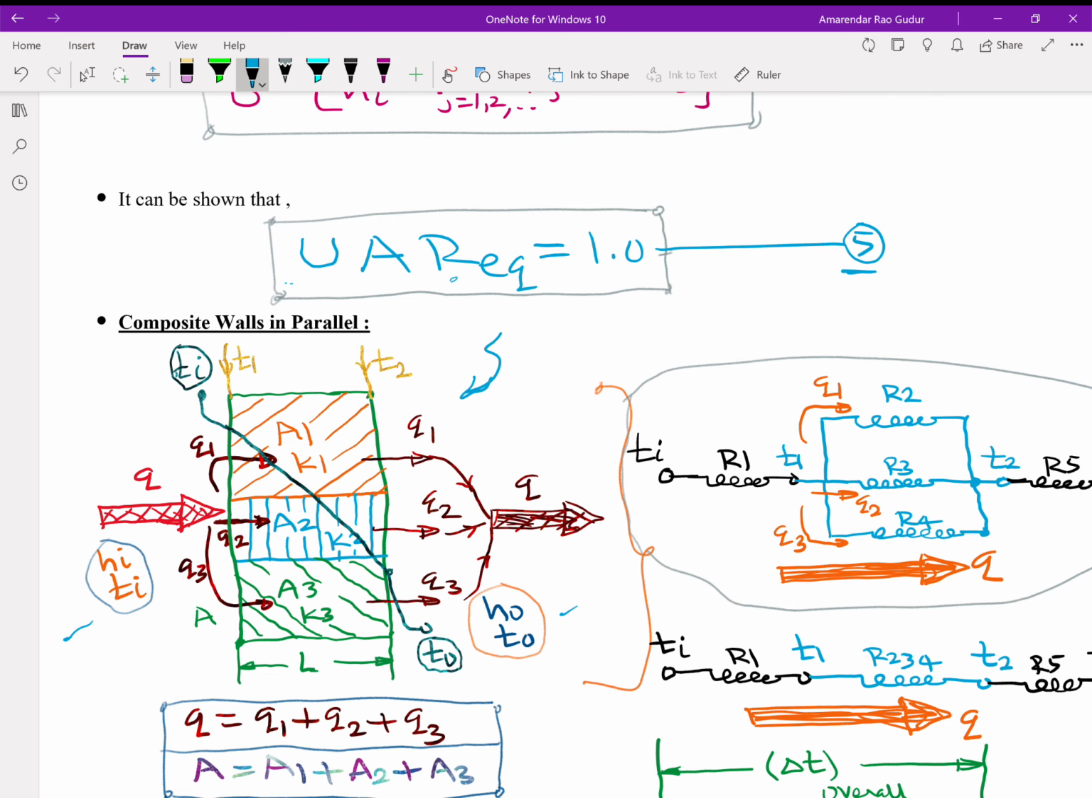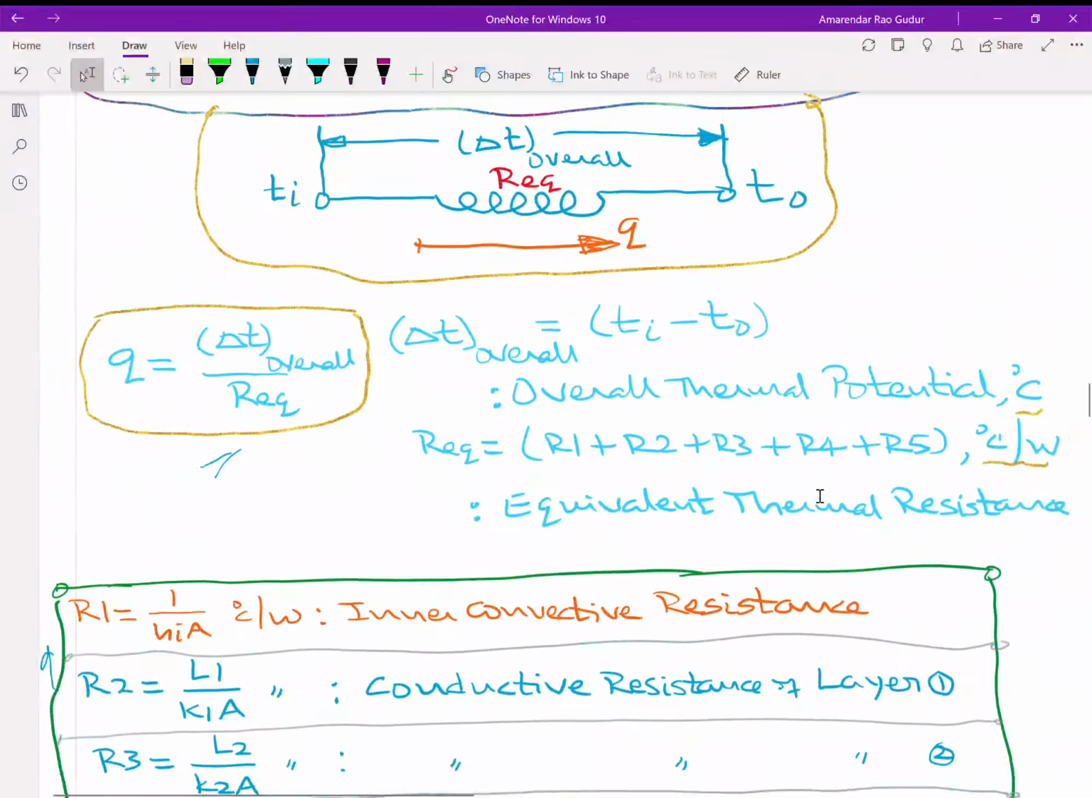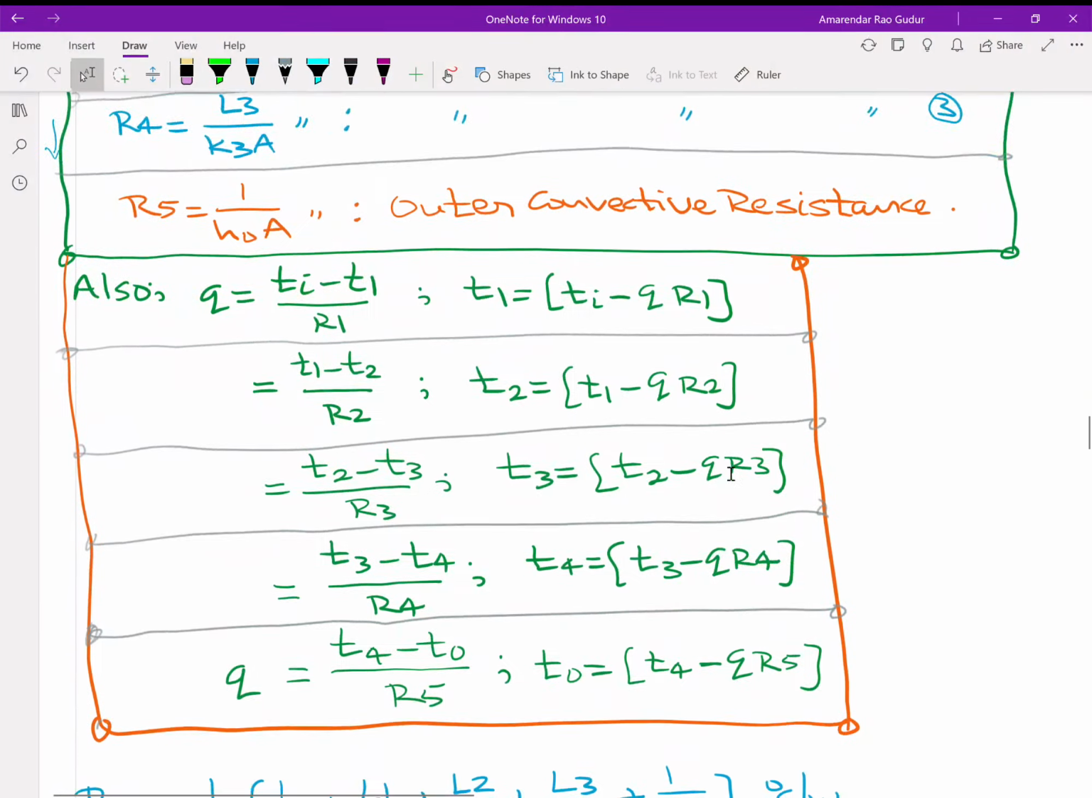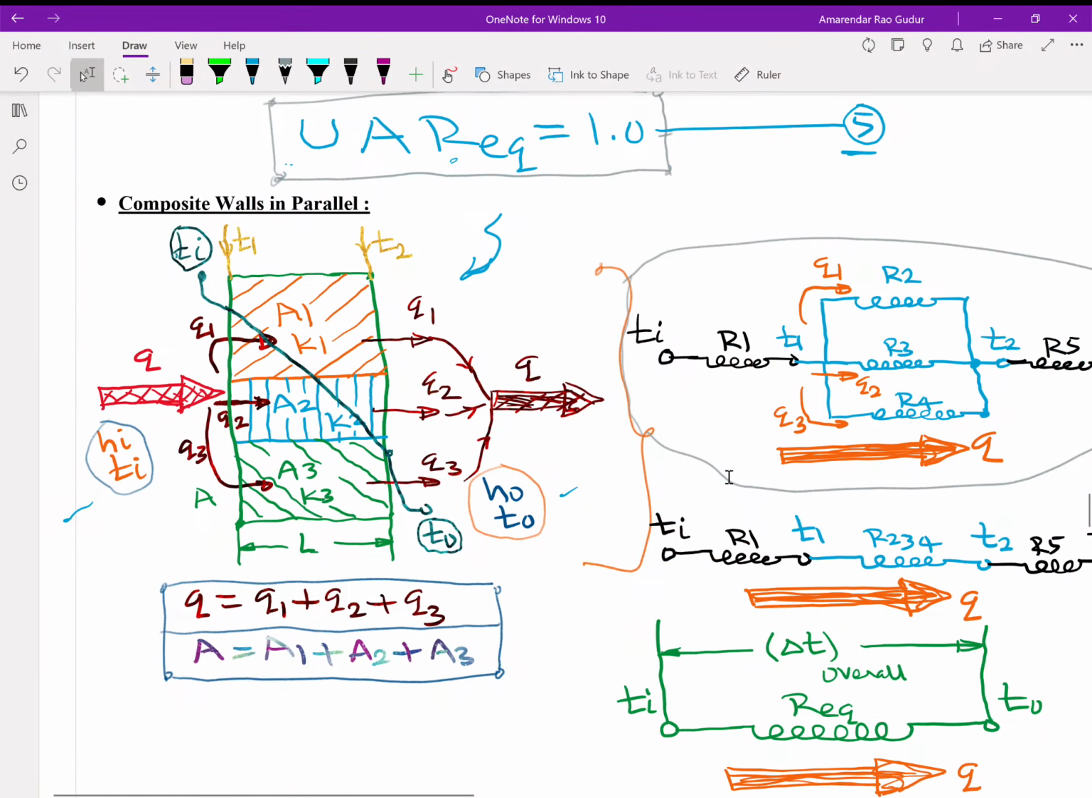When you have walls in series, all the walls will have same area. Area is common for all the walls, right? This area. Thicknesses will be different. But here, thickness will be the same, but areas will keep on changing. And when you add all these areas, A1 plus A2 plus A3, you are going to get total area of the wall.